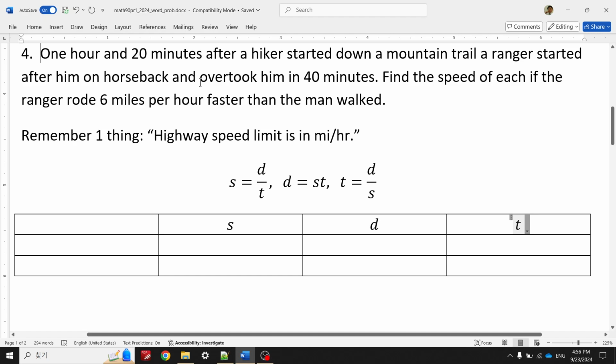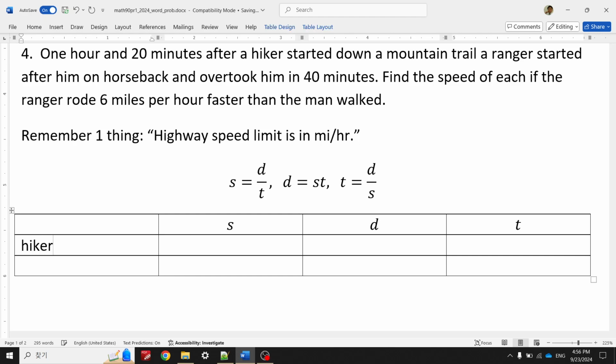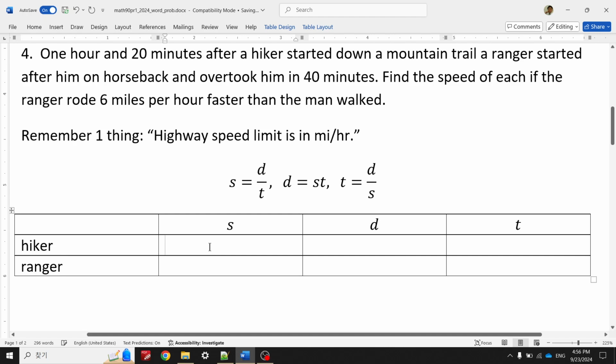1 hour and 20 minutes after a hiker started down a mountain trail, a ranger started after him on horseback and overtook him in 40 minutes. Find the speed of each if the ranger rode 6 miles per hour faster than the man walked. Okay, so there are 2 things that have speed, distance, time. What are those? The hiker and the other? Ranger. And they will individually have speed, distance, and time. So your goal is to fill this table for each.